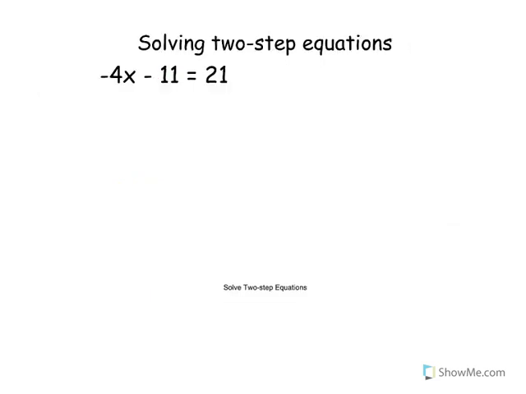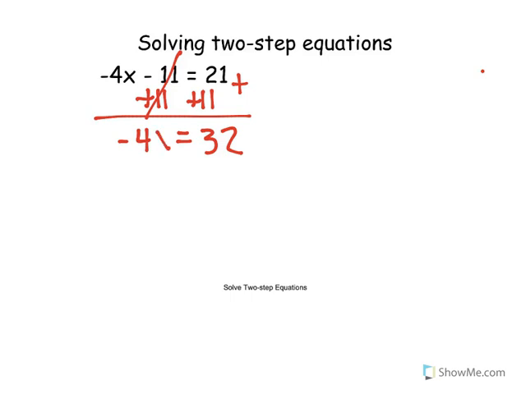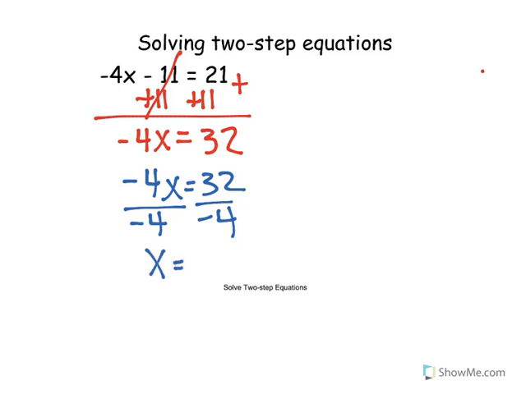All right, let's apply the same steps here, right? My variable is negative 4x, my variable term. I want to isolate that variable term, meaning I want to eliminate whatever is on the same side, which is my negative 11. So I'm going to add positive 11 on both sides. Negative 11 plus positive 11 is 0. 21 plus positive 11 is positive 32. Bring down my equal sign, bring down my negative 4x. I like to rewrite this as a one-step equation. Now I'm going to divide both sides by the coefficient, which is negative 4. That leaves me with x is equal to negative 8.